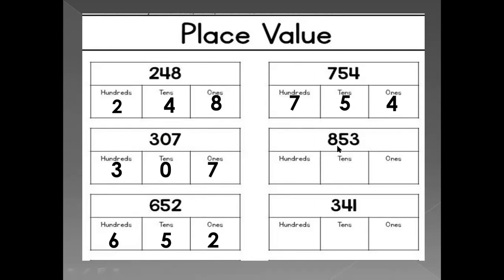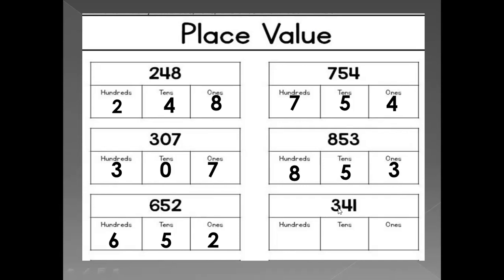754. See the next one, 853. 3 will come in the ones place, 5 in tens place and 8 in hundreds place. So this will be 853.